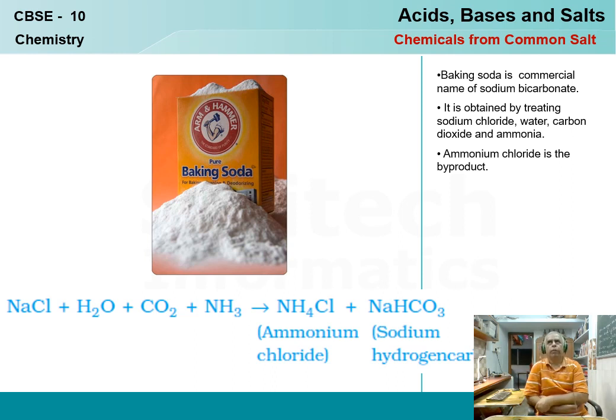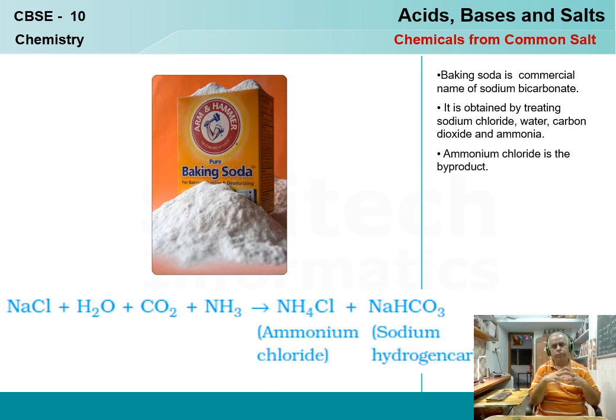Baking soda, this is another important chemical. This is nothing but sodium bicarbonate. It's also called sodium hydrogen carbonate. What is the formula for sodium hydrogen carbonate? NaHCO3. Sodium carbonate is Na2CO3, but this is sodium hydrogen carbonate. So there is only one sodium and one hydrogen, then carbonate. So it's called sodium hydrogen carbonate.